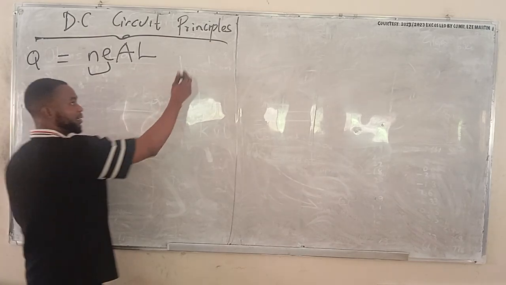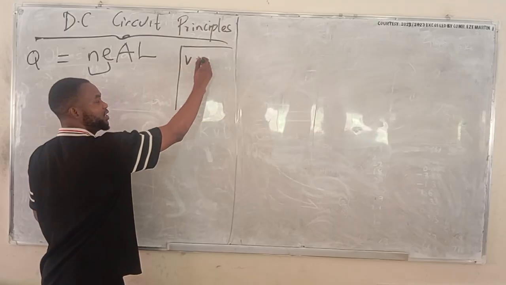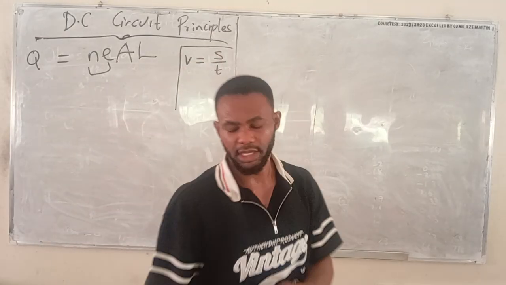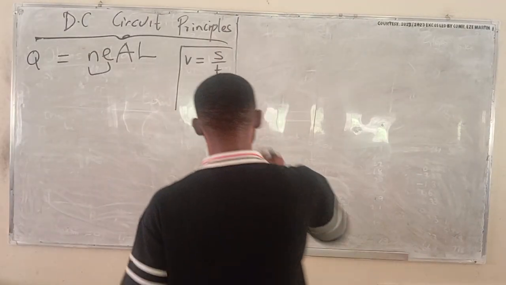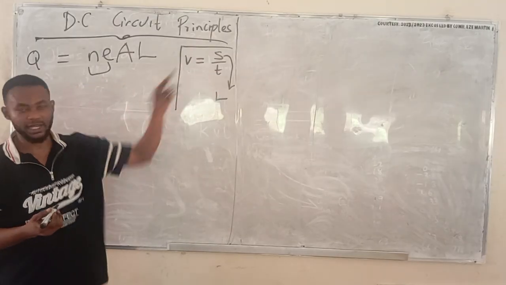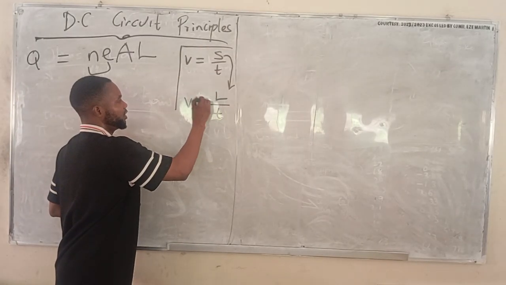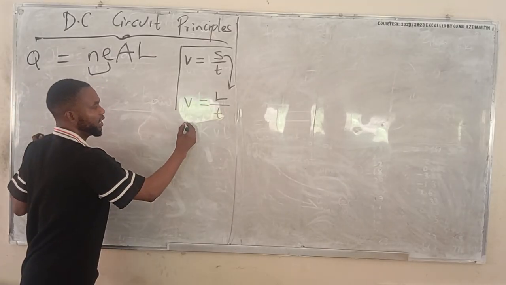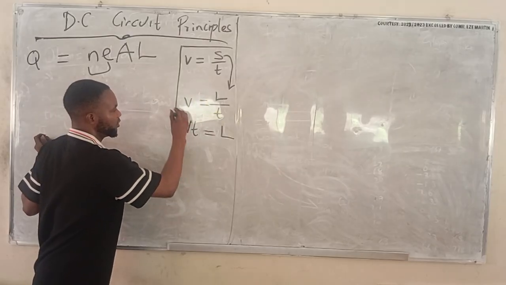Now you need to remember that once upon a time in first semester we did that velocity is equal to displacement over time. Do you still remember? Yes. But now, since we are talking about a wire, what that wire has is length L, and displacement is the same thing as length. So V equals L over T. If I make L the subject of the formula here, I will have VT equals L. You agree?